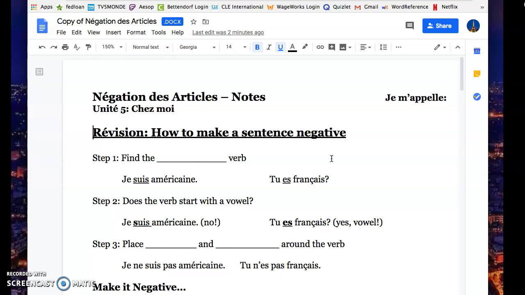Just kidding, you already know how to make a sentence negative. Hopefully you're thinking about ne and pas. Ne and pas go around the verb, which we should hopefully all know at this point. But what we're going to do is talk about this weird little article called de. It's de or d apostrophe, and we need de and d apostrophe sometimes, and I'm going to tell you when.